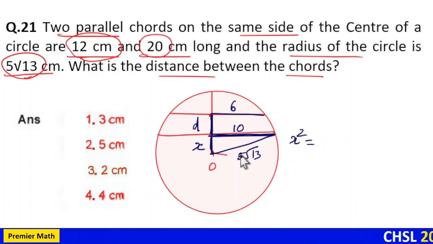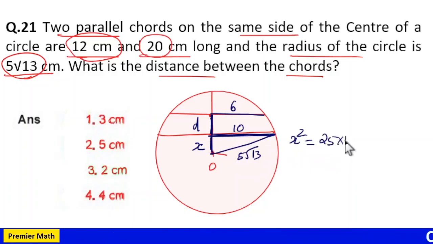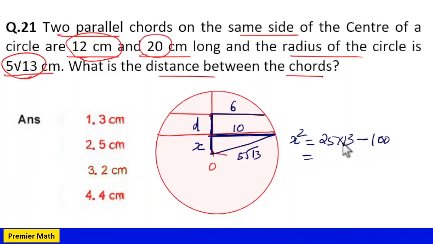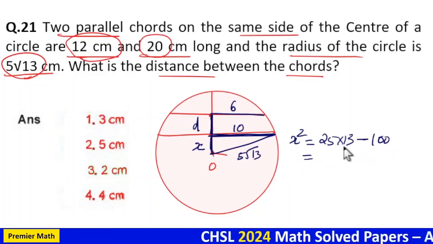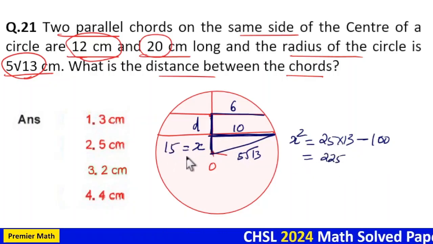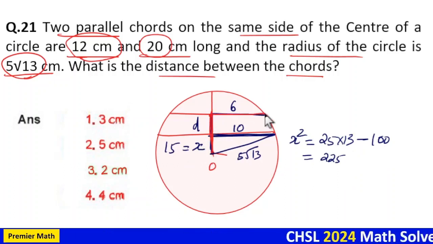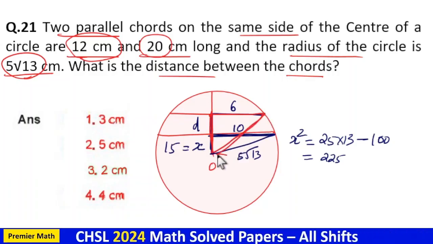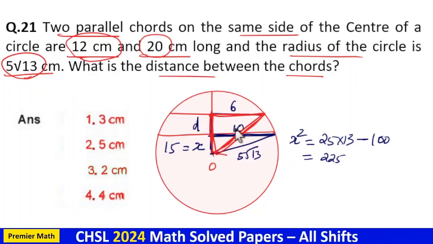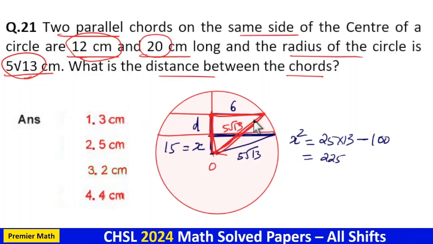X square is equal to 5 root 13 square minus 10 square. 5 root 13 square is equal to 25 into 13 minus 10 square is 100. So which is equal to 25 into 10, 250, 25 into 3, 75. So 325 minus 100 is equal to 225, means x is equal to 15. If x is equal to 15, from this right angle triangle, this is equal to 5 root 13. This length is radius, so 5 root 13.